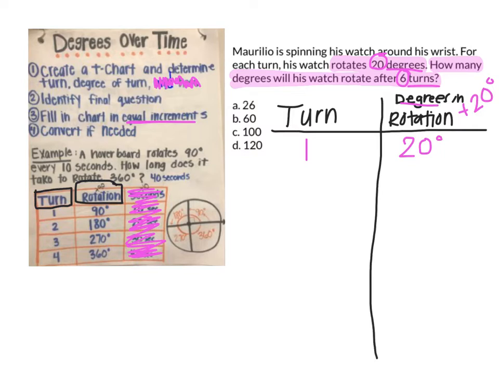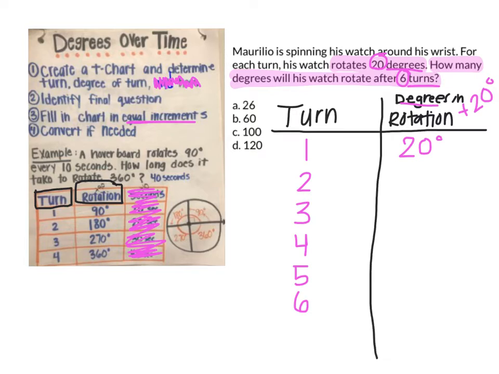So when I look at our problem, I want to find out how many degrees his watch rotates after 6 turns. I already know how many turns we're going to make. We're going to be making 6. So I can go ahead and fill in the turns, because our problem tells us 6 turns only. So now we need to fill in our rotation column. For every turn, we add 20.